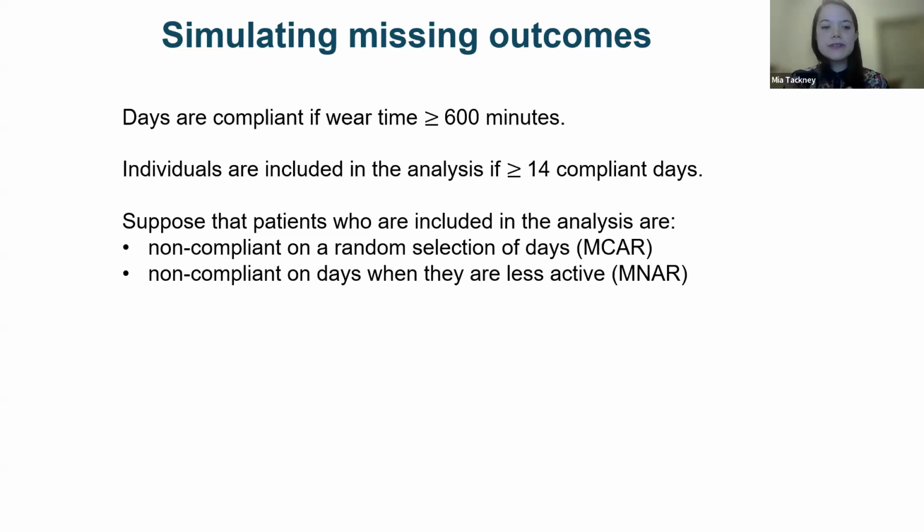So we're going to look at 2 different mechanisms for how data could be missing. In the first case, this is missing completely at random. So we're going to assume that a completely random selection of days goes missing, and the probability of being missing is unrelated to any variable, observed or unobserved. In the second mechanism, we're looking at data that's missing not at random. So we're going to assume that people remove the device specifically when they are less active.